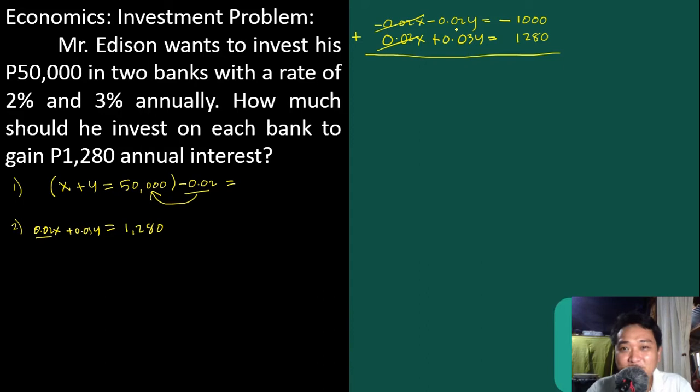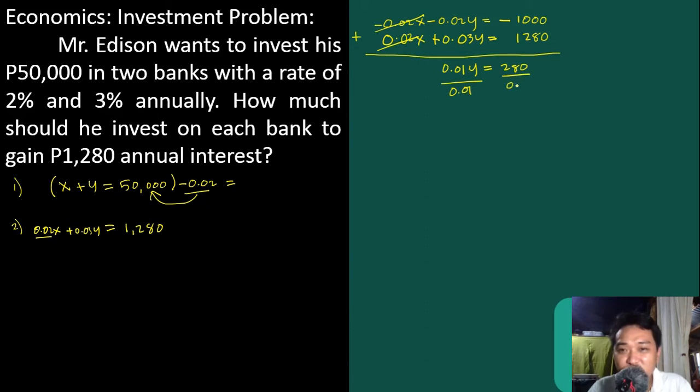So ito na lang. Negative 0.02y plus 0.03y. Pwede naman tayong gumamit ng scientific calculator to evaluate these numbers. That is the same as 0.03 minus 0.02. That is 0.01y. Ito naman. Negative 1,000 plus positive 1,280. That is also the same as 1,280 minus 1,000. So that is 280.